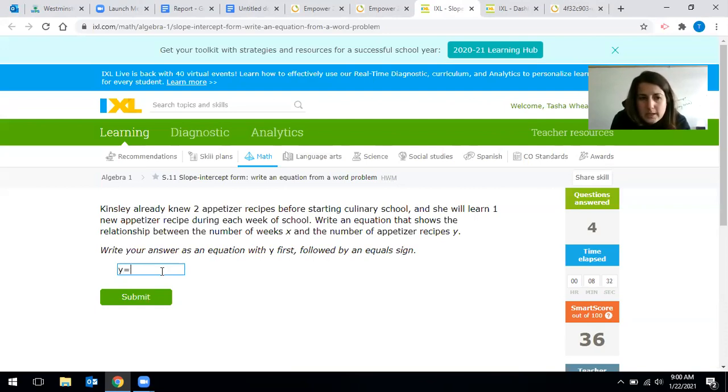So I do y equals, and I'm going to just do this so I can explain. So y equals mx plus b. My slope is m, so I'm going to replace that with 1 because that's the rate at which she's learning each week. And then my initial value is 2 because she already started with the knowledge of 2 recipes.